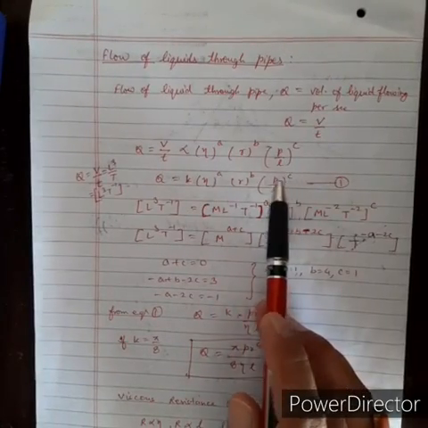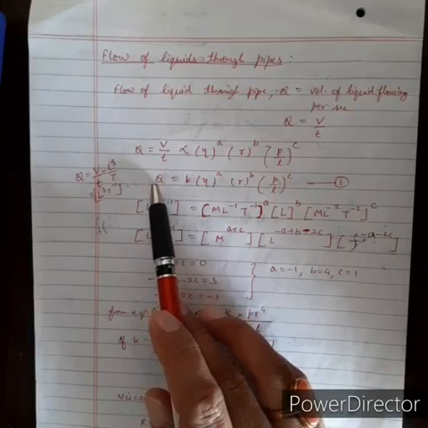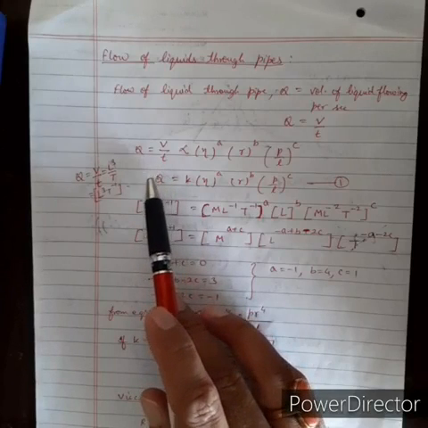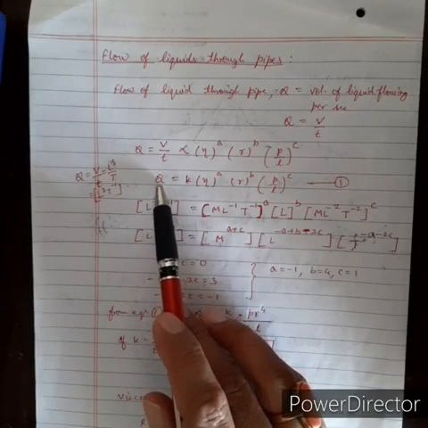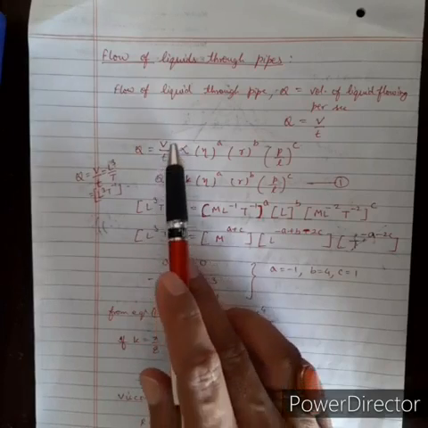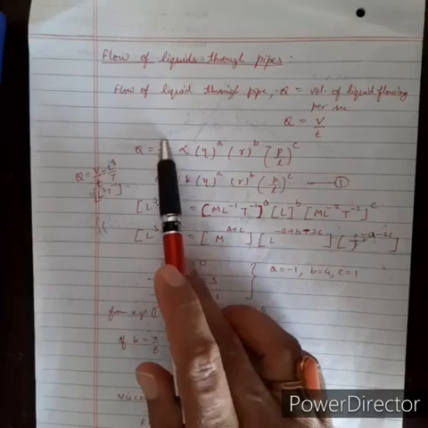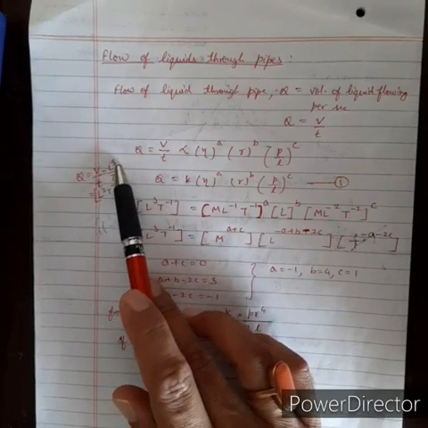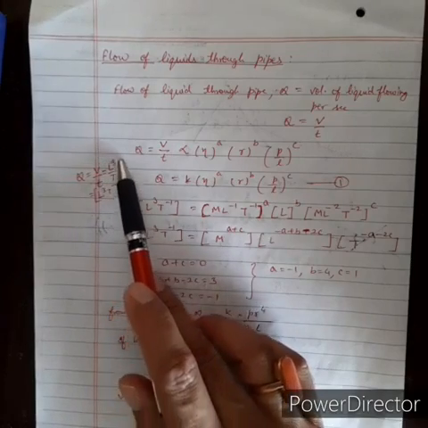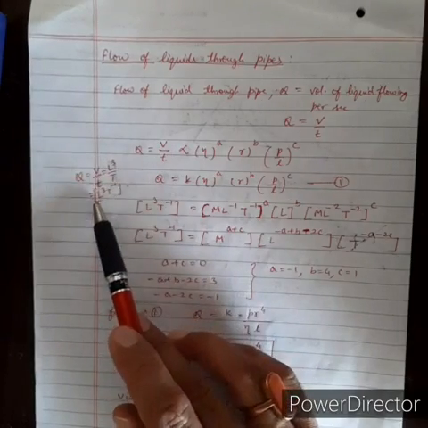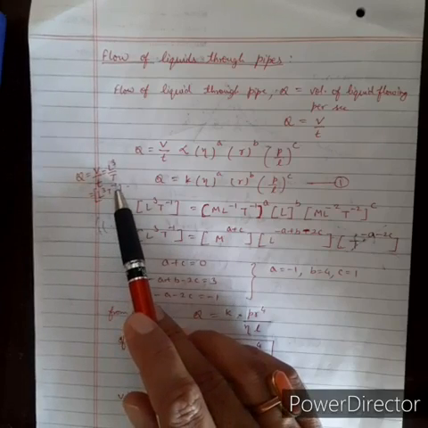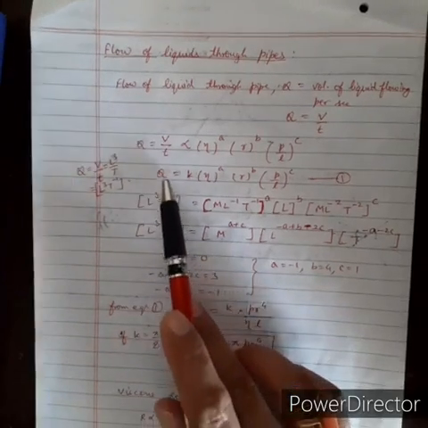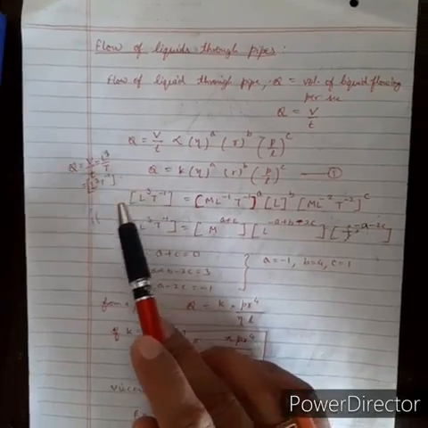Now I have to find the dimension of the flow of liquid through the pipe, because it is not given. Q is equal to V by T, where V means volume. The dimension of volume is L^3 and the dimension of time is T, so I can write L^3 T^-1. So the dimension of Q I have written as L^3 T^-1.